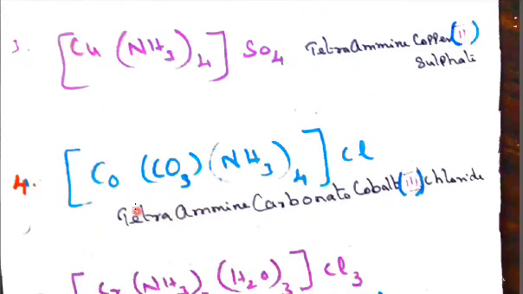Next example, CO3 and NH3 4 times. This is the neutral ligand ammine. This is carbonato; carbonate is carbonato. The central metal ion is cobalt. Here 2 minus and here 1 minus, so totally it is 3 plus. So it is written as Roman numeral III oxidation number.